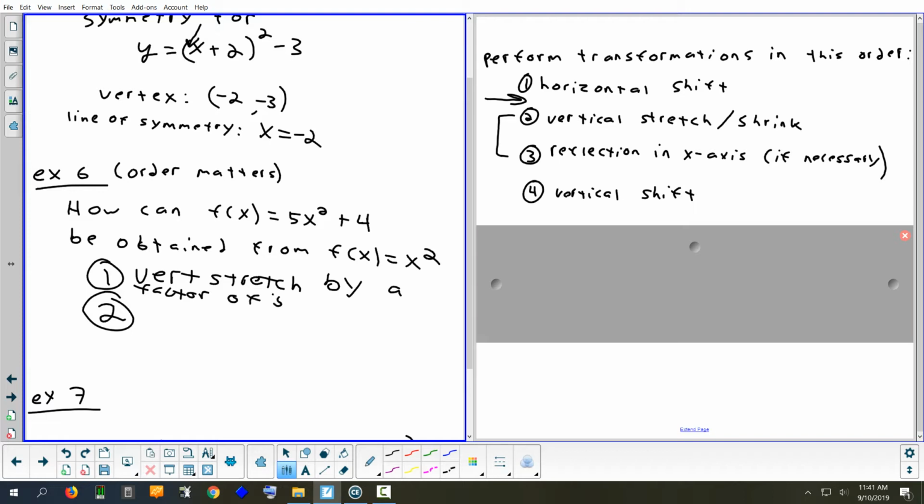Factor of 5. Is there a reflection in the x-axis? No. You would have to have a negative in front of the 5. Is there a vertical shift? Yep. Which way? Up. How much? 4. So shift up 4. You don't have to say vertically shift up 4 because I know that up is vertical. So shift up 4. Any questions on that? Okay.